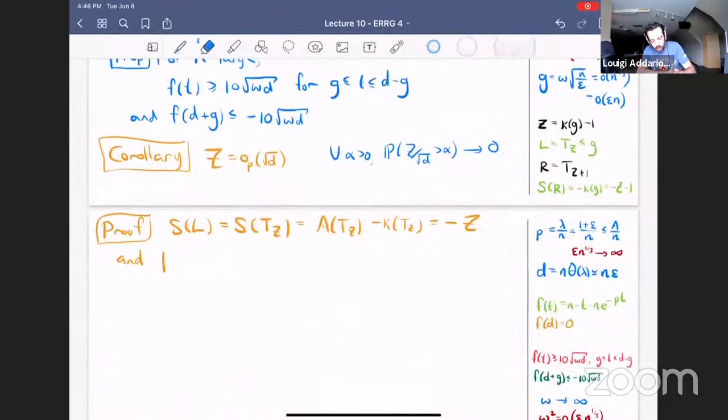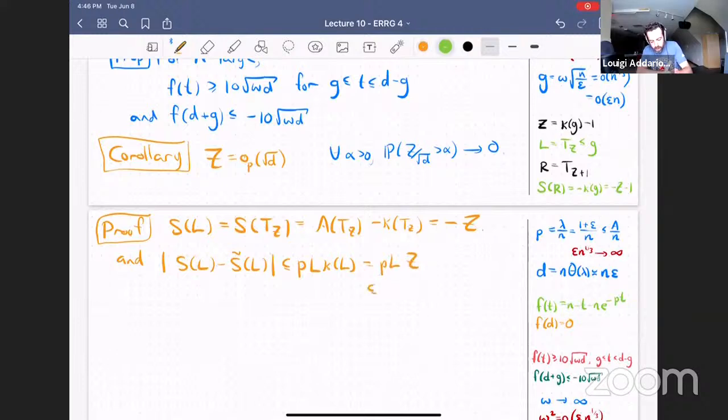Okay, so we know that S minus S tilde is at most PL kappa L, and so that's PL z, and now L is random, but it's at most G, right? It was the last time we finished exploring a component before G, so that's at most PG z. And now G is little o of n, and P is order 1 over n. So this term PG here is little o 1. So this whole thing is little o z.